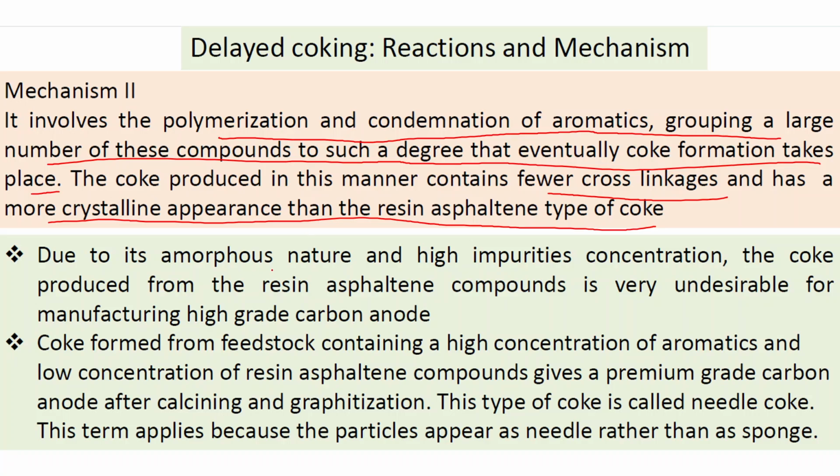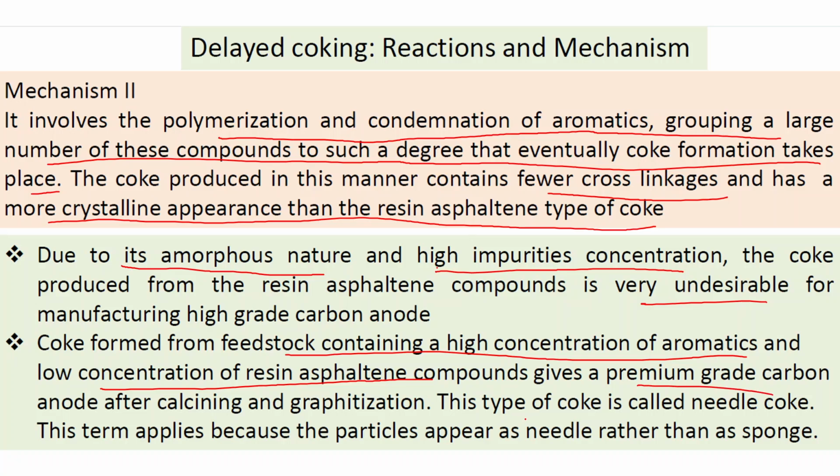So in the heavier asphaltene coke, due to its amorphous nature and high impurity concentration, the coke produced is not very desirable. But the coke formed from a feedstock containing a high concentration of aromatics and low concentration of resin asphaltene is premium grade coke, and this type of coke is called needle coke. The term applies because the particles appear as needles, and the coke produced from asphaltenes is in the form of sponge.